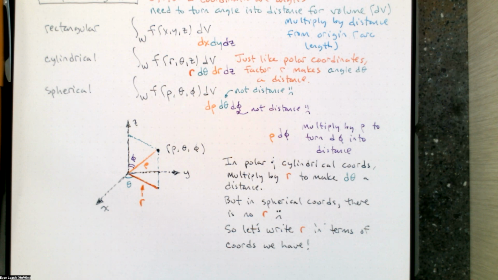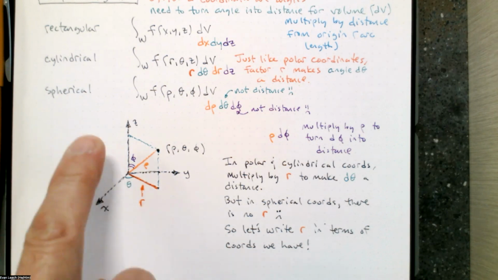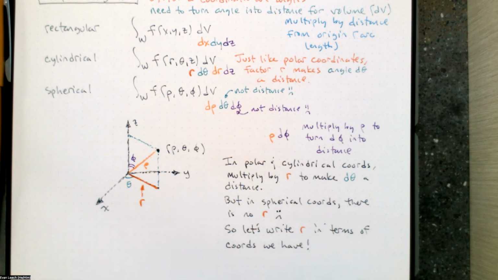So to turn d phi into a length, we say we are rho units away from where the angle happens. For cylindrical and polar coordinates, we were r units away from where the angle happens. We're not using phi and just multiplying by this distance because that's not where the angle happens. That's the one for phi. Theta is down here on the xy plane. So with the r that I've labeled down here that we were using before, I would just multiply by that distance because that's the distance from the origin where the angle is happening down here in the xy plane.